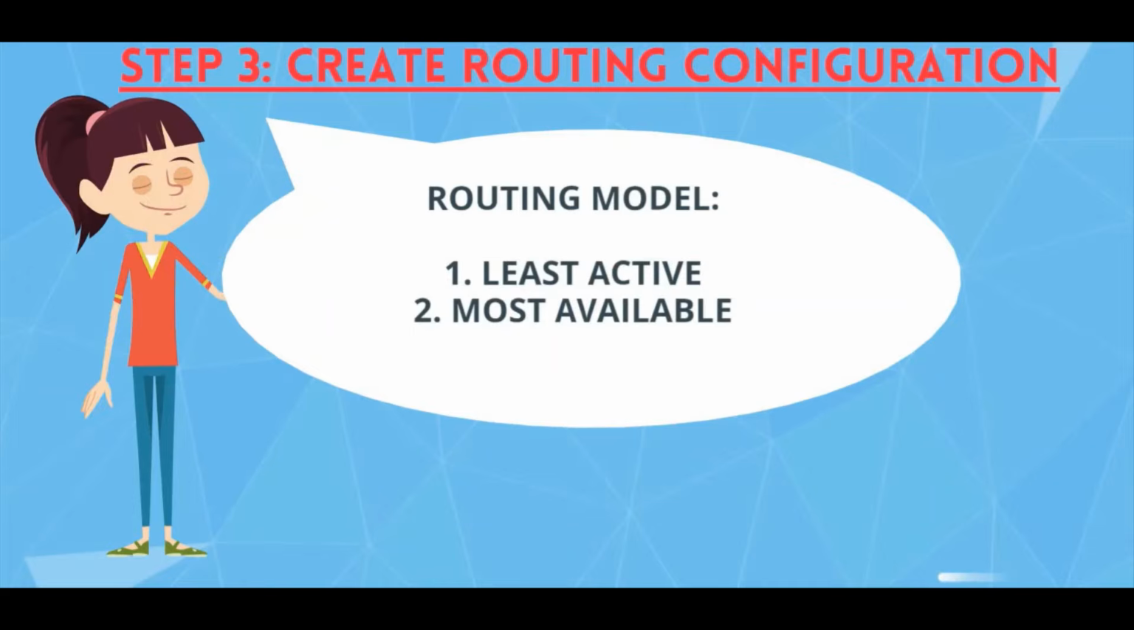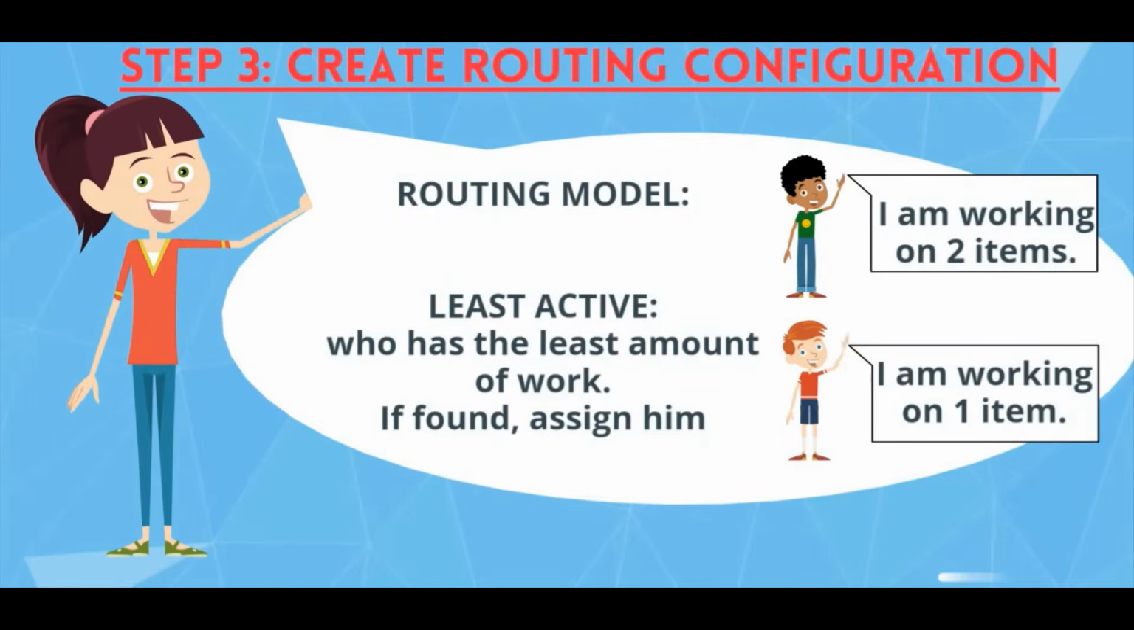See, very fast. As you have seen in the routing configurations, we can select 2 types of models, either least active or most available. So in this scenario which we have seen, I have selected least active. What exactly do these routing models mean? So we have a routing model, least active. Least active in the sense whoever has the least amount of work, OmniChannel assigns to him. Example, let's say we have 2 agents who are working on the same queue. So both of them are eligible to have that case assigned. But the first one is working with 2 items and the second one is working with only 1 item.